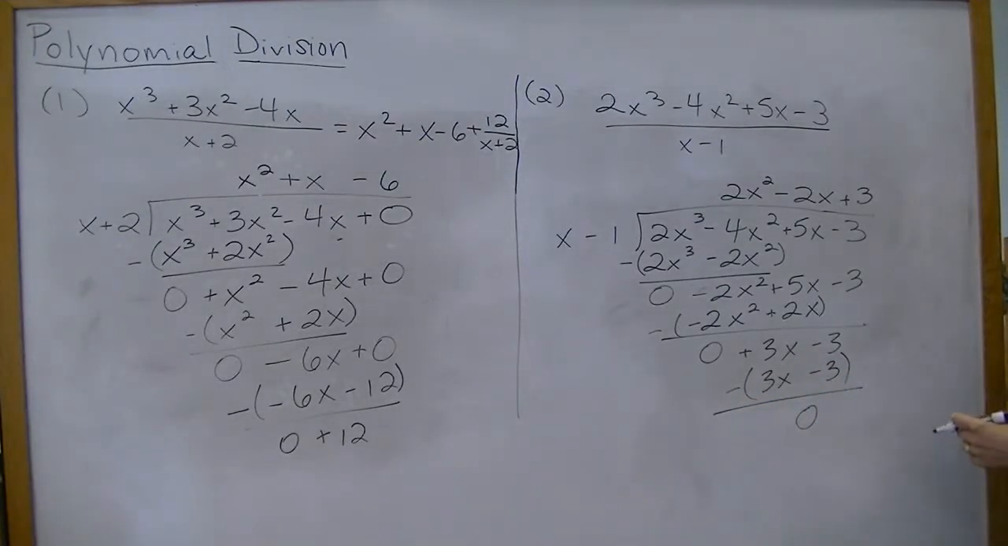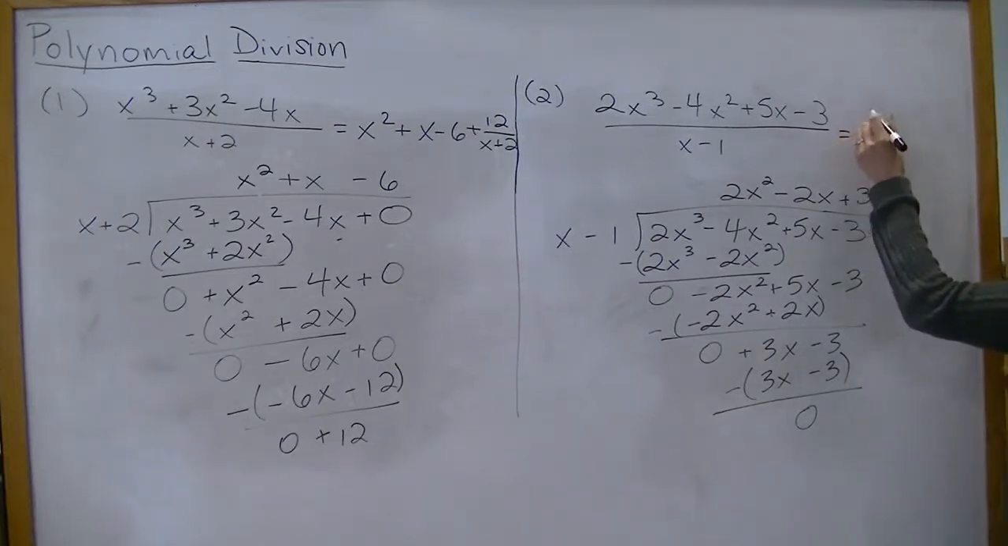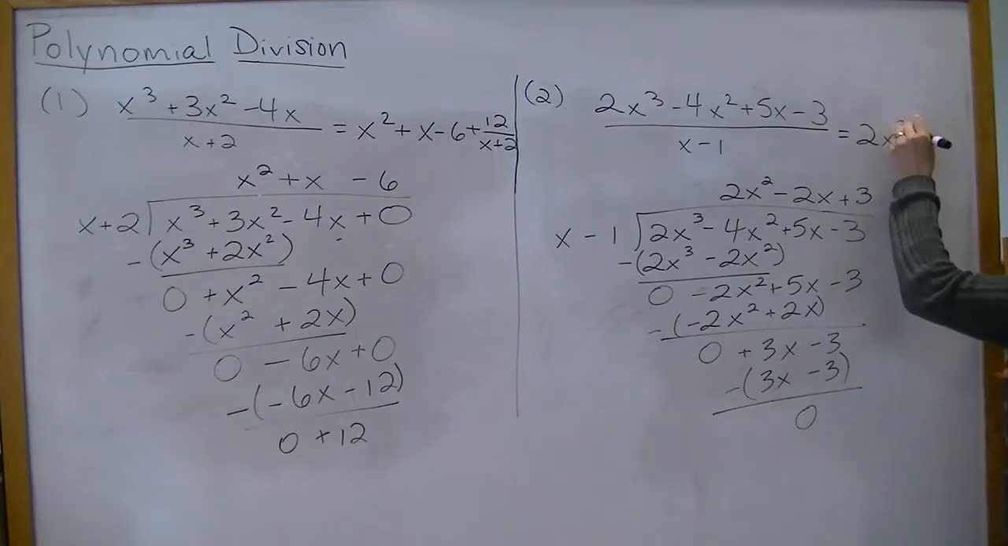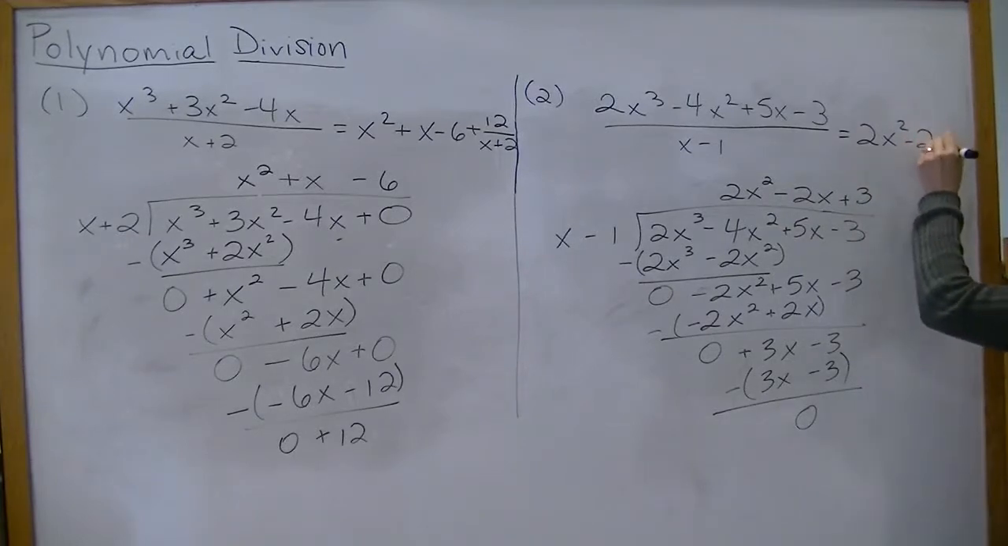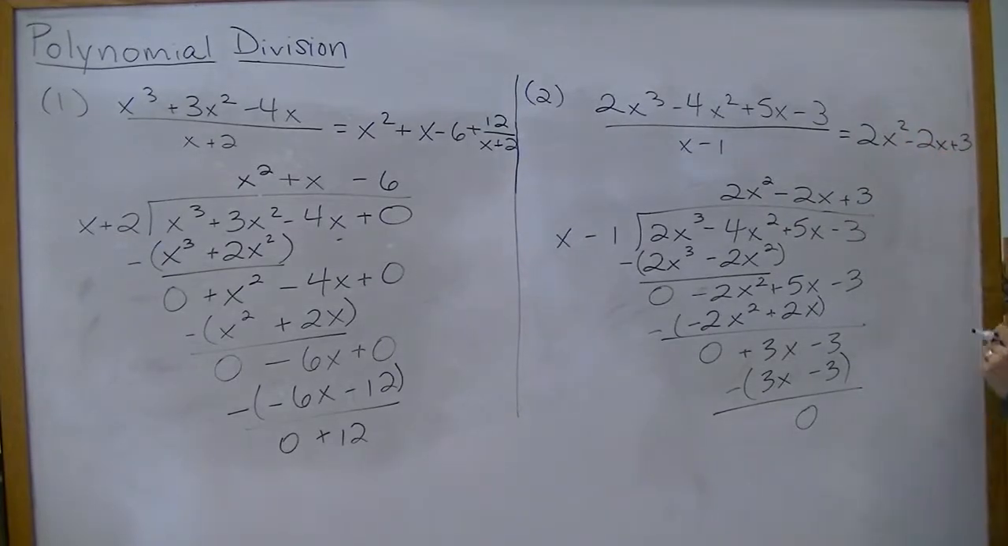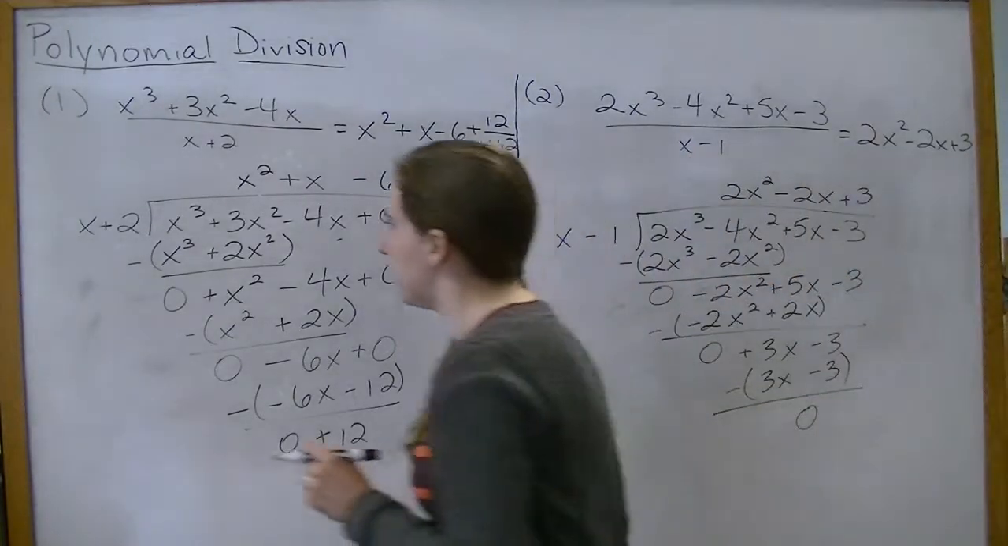That means that this is actually a case where we have even division. This goes into this evenly, not an even number of times necessarily, but evenly. So our answer is just what's here. There's no remainder in this case. Let's try another example.